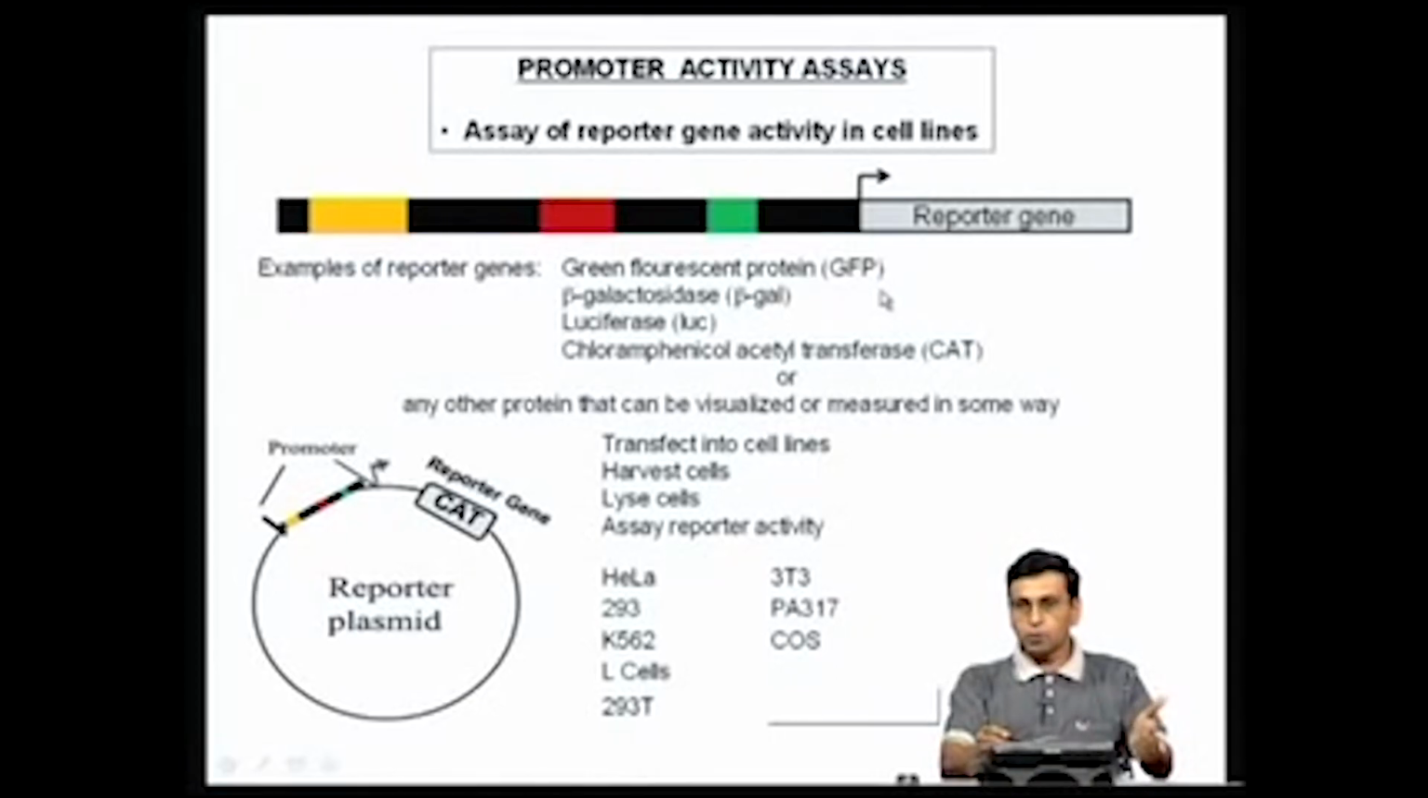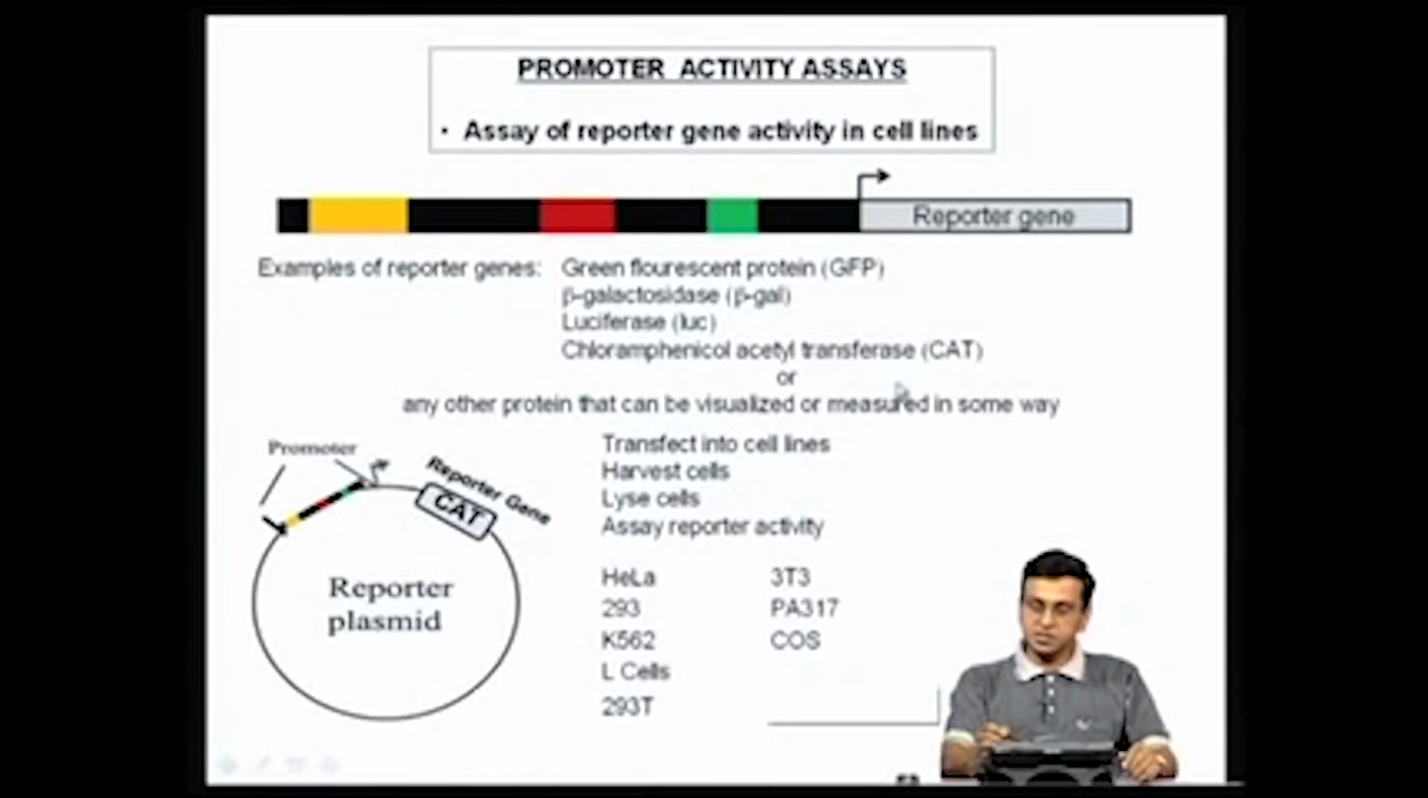And you all know the people who actually discovered this green fluorescent protein, they won the Nobel Prize a couple of years ago. And then there is something called beta galactosidase, which, when you add a substrate and the enzyme cleaves it, you get a blue color. Then you have what is called a luciferase, which, in the presence of ATP, can act on luciferin and then emit light. So, the light can be very easily measured.